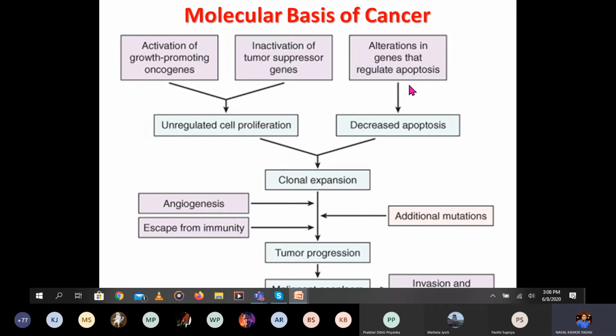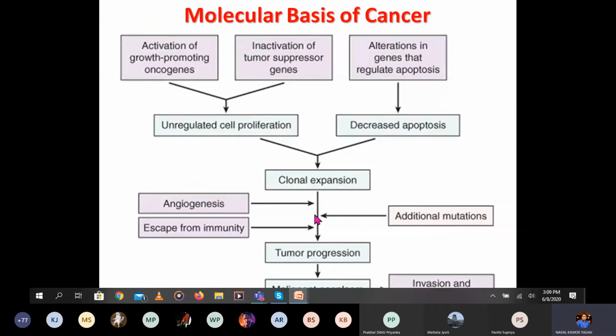Alteration in the apoptosis, decreased apoptosis, same thing: clonal expansion, tumor progression, and you'll have the cancer, which can travel from one part to another, that is metastasis, invasion into the blood and reaching some other part. So this apoptosis is also used to remove the cell which contains the DNA damage. If this is also decreased, there will be clonal expansion, proliferation, and a tumor will be formed.